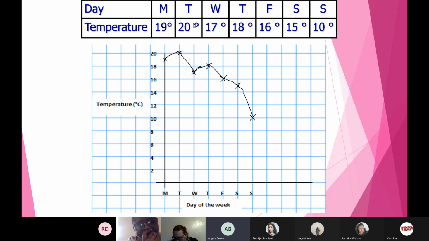You can say that Tuesday was the hottest day. Okay, but as the days go on, the temperature drops. So you can see what's happening, and you can make some conclusions about the information that you see from drawing graphs, drawing your line graphs.